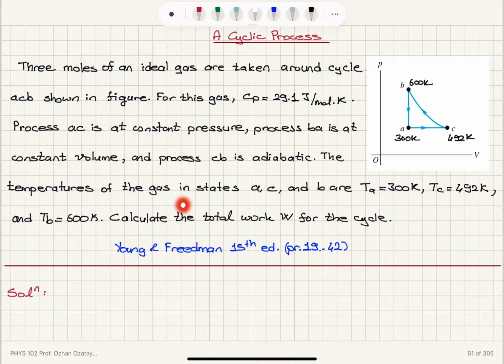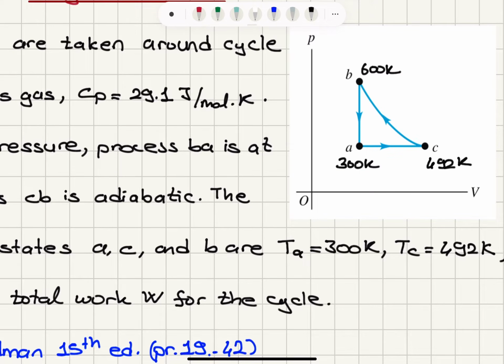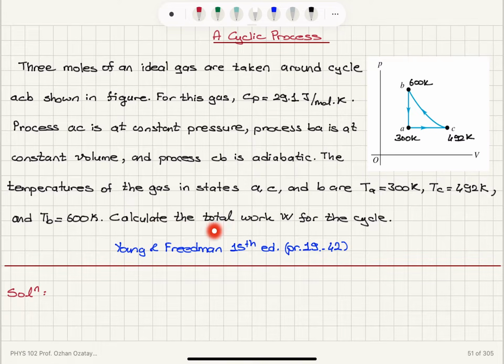The temperatures of the gas in states A, C, and B are 300 Kelvin, 492 Kelvin, and 600 Kelvin. Calculate the total work for the cycle. Now I want to start out by writing the ideal gas law at point A. We have pressure at point A, volume at point A is equal to 3 moles R times 300 Kelvin.